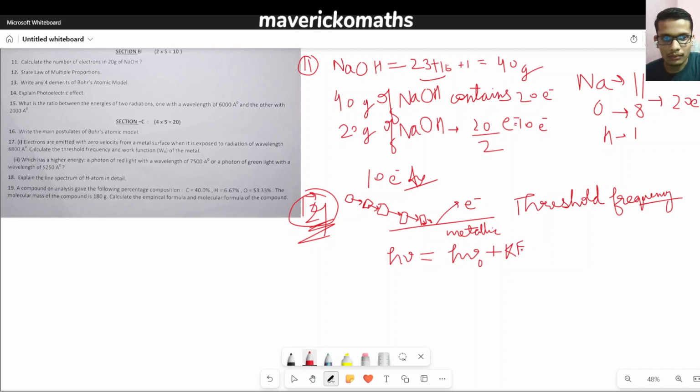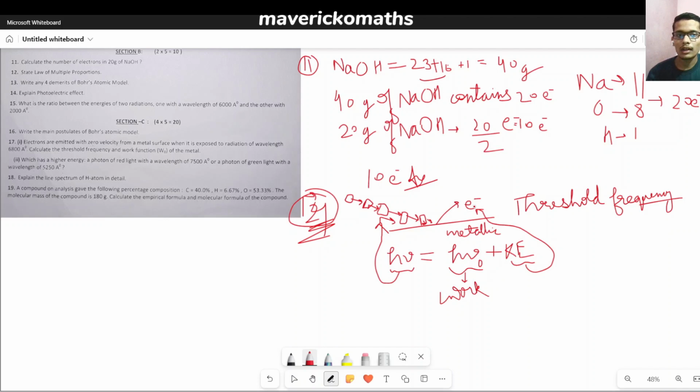Here h nu is the total energy that you gave to the source, from which the photons are ejected towards the metallic surface. H nu naught is the work function, which is required for the electrons to start ejecting from the metallic surface, and kinetic energy is the energy then possessed by the electron, that is, how far this electron can move. I hope you understood the 14th question.